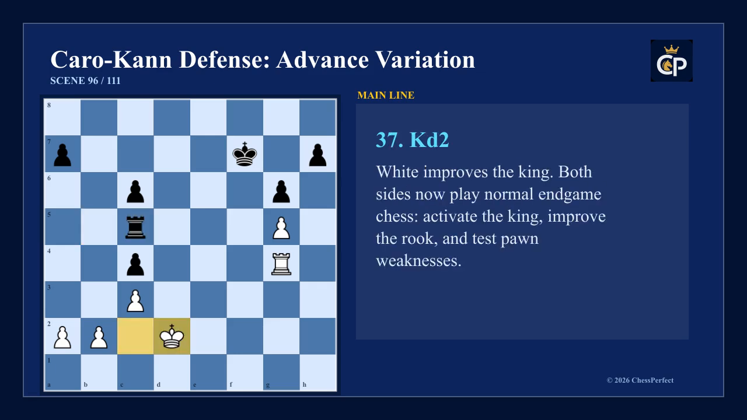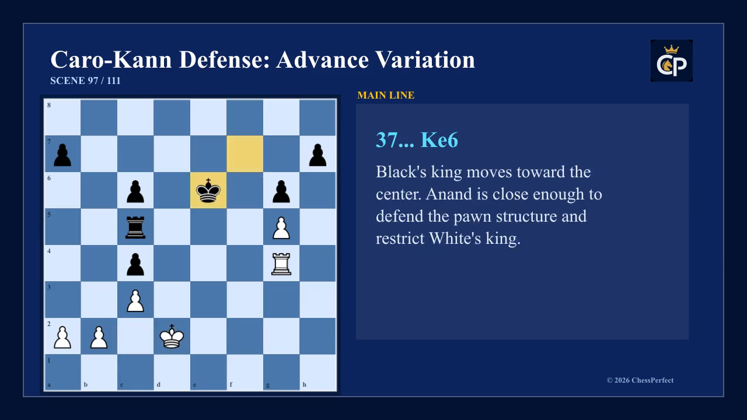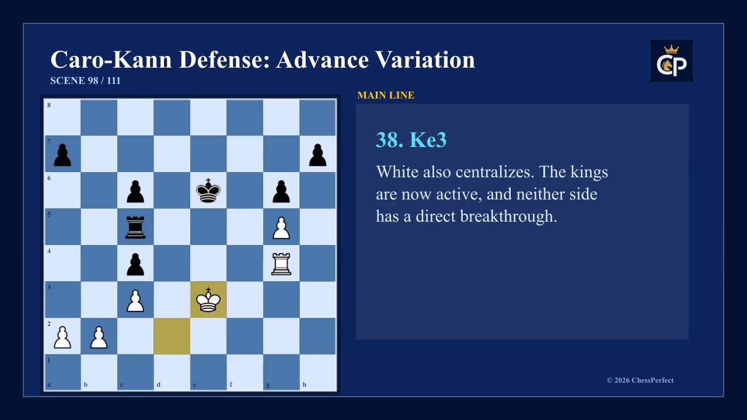King d2. White improves the king. Both sides now play normal endgame chess: activate the king, improve the rook, and test pawn weaknesses. King e6. Black's king moves toward the center. Anand is close enough to defend the pawn structure and restrict white's king. King e3. White also centralizes. The kings are now active, and neither side has a direct breakthrough.